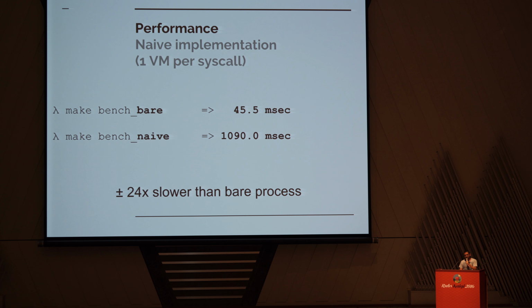I've made a benchmark program. So bench bare means there is no mruby involved in the mix, and bench naive is this naive implementation benchmark. We went from 45 milliseconds to more than a second. It was really, really slow. Like 20 times slower than the bare process. So it was not good at all.